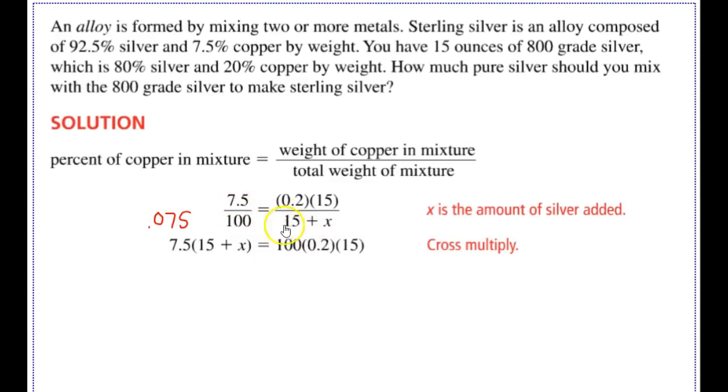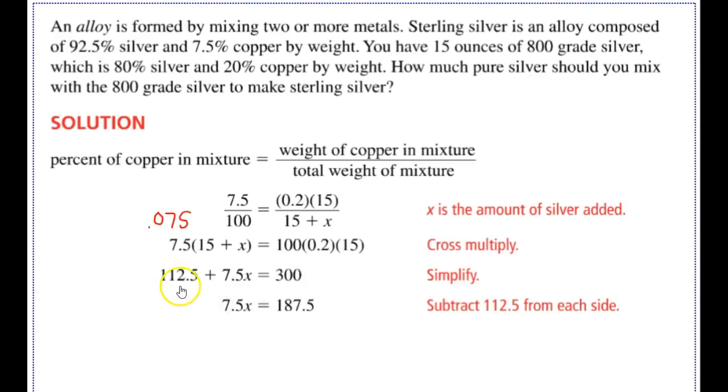So my 7.5 times the quantity 15 plus x, and my 100 times my quantity up here in the numerator. Then I just simplify. I distribute this 7.5 and multiply. Again, I'm left with a linear equation, so now I can get x by itself. I subtract my 112.5 from both sides, and then I divide by my 7.5. So I know that my x would equal 25.